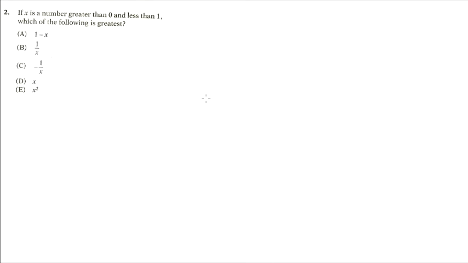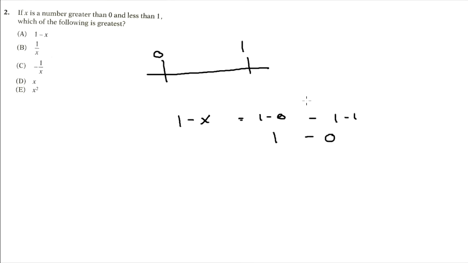So x is between 0 and 1. Which of the following is greatest? So 1 minus x is going to be some number ranging from 1 minus 0 to 1 minus 1, which is going to be 1 to 0, so it's actually 0 to 1.